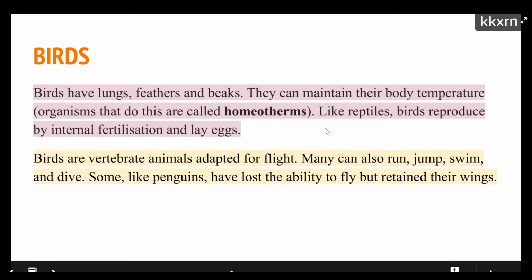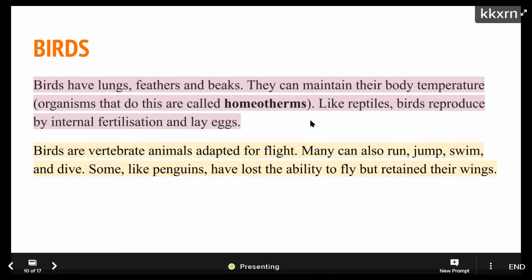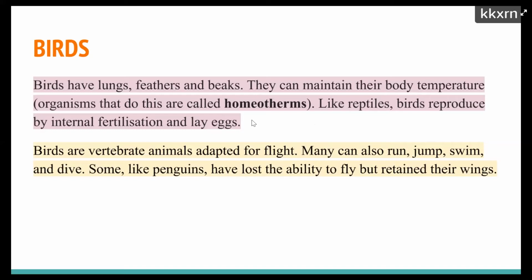They have some special adaptations. For example, if they are found in cold areas, they do not live in those cold areas. That's why most of the birds migrate. So they are called warm-blooded. They need a specific body temperature. They reproduce by internal fertilization and by laying eggs, of course.